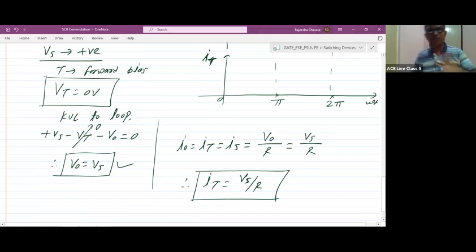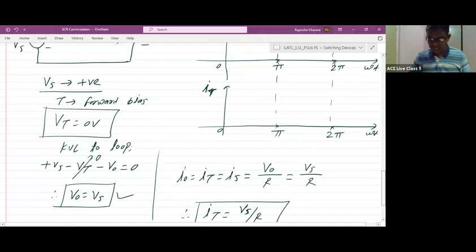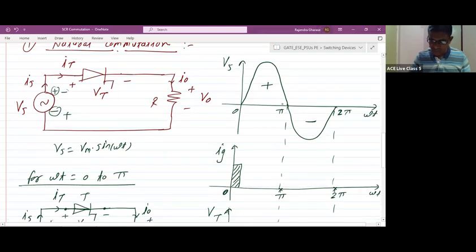Now during 0 to pi, how is the Vs? Vs is like this. This is the Vs we are having during 0 to pi. It increases, reaches the peak value and again decreases. So Vs is like this. V0 also will be like this only.